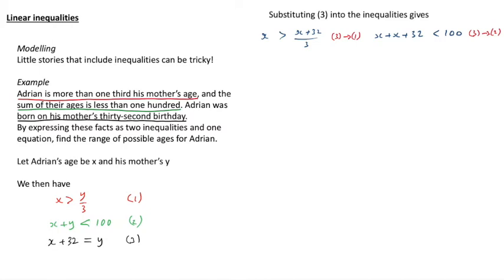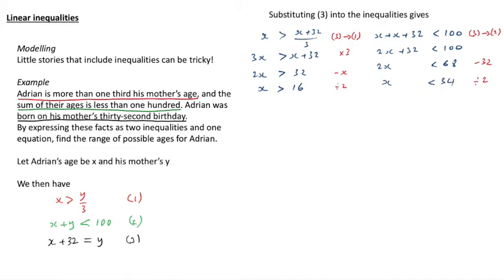Okay, we now need to sort those out. The first one we're going to times by 3, which gives us 3x is greater than x plus 32. We're then going to take x away from both sides, so that gives us 2x is greater than 32. And then we divide by 2, so we have x is greater than 16. For the other one, first of all we put those x plus x together to make 2x. Then we subtract 32: 2x is less than 68. And then we divide by 2, so x is less than 34.